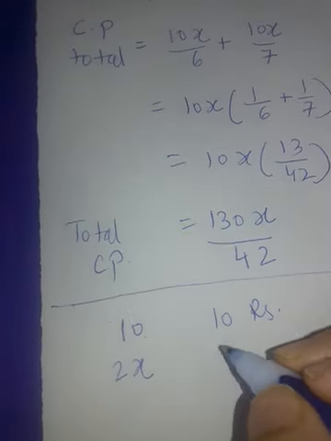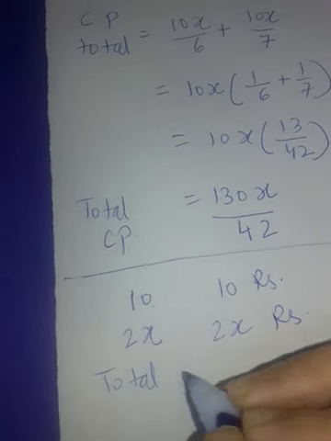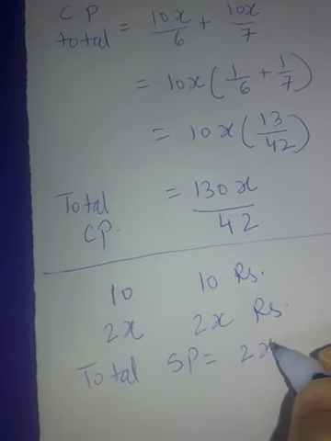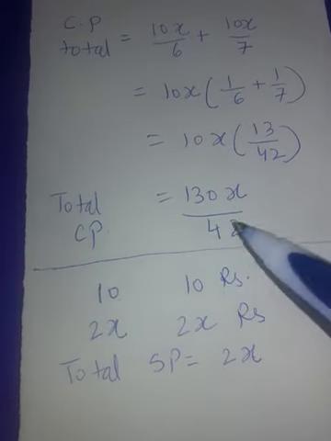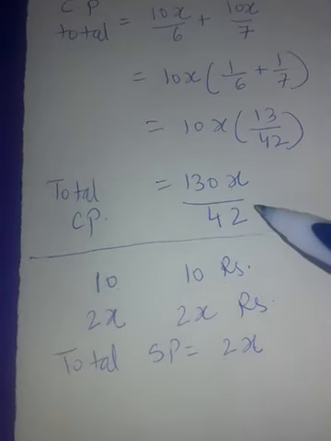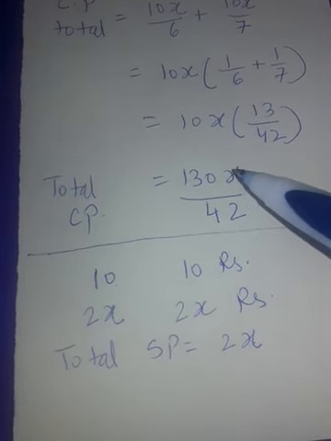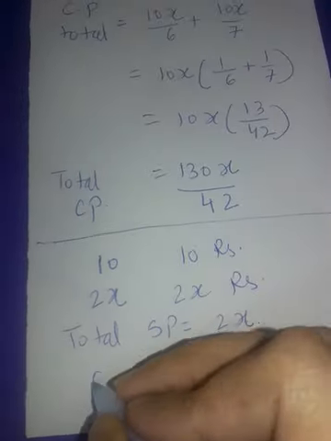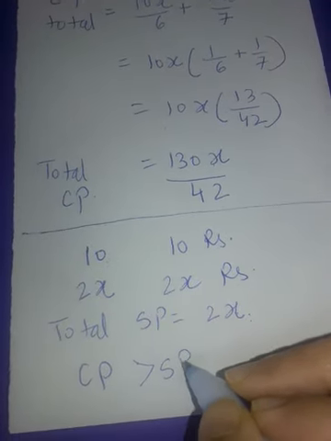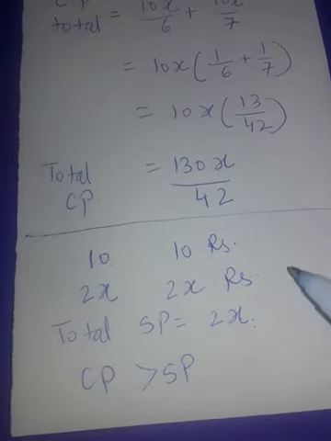10 oranges for 10 rupees, that means 2x oranges for 2x rupees. So his total selling price is going to be 2x. 2x and 130x upon 42. Which is more? Look at this number. 130 and 42. This is 3 times of 42, nearly 3 times. So this is going to be more than 3x, and this is 2x. So the cost price is more than the selling price. So there is going to be a loss. And how much loss? Cost price minus selling price. So let us find out the loss.